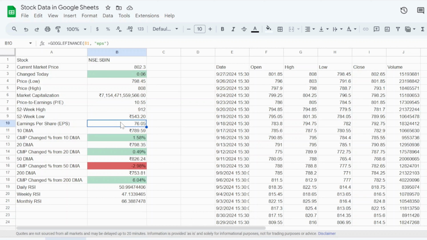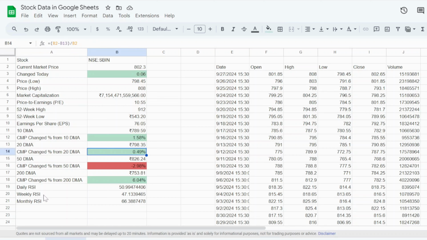I have also calculated the 10-day DMA, that is daily moving average, 20 DMA, 50 DMA and 200 DMA, and how much the current market price has changed from its 10 DMA, 20 DMA, 50 DMA and 200 DMA. If you see that the 50 DMA is 826.24, that means the current market price is less than its 50 DMA, whereas the 200 DMA is 753 and its current market price is more than its 200 DMA, and how much percentage it has been more.